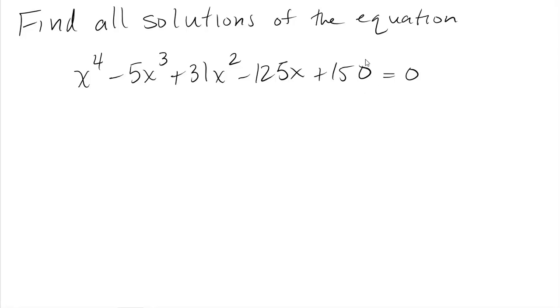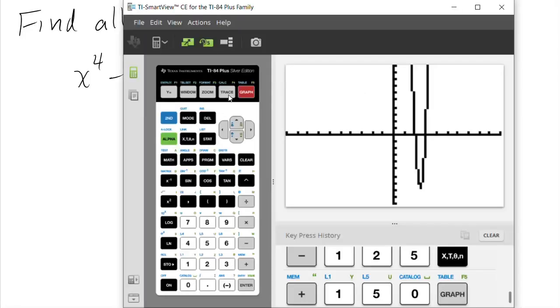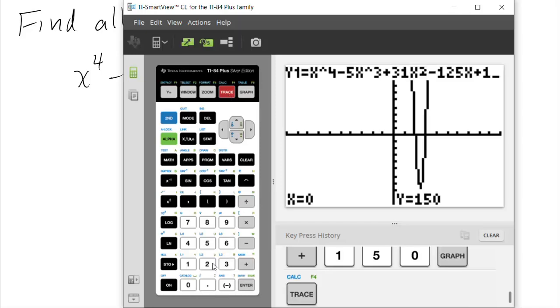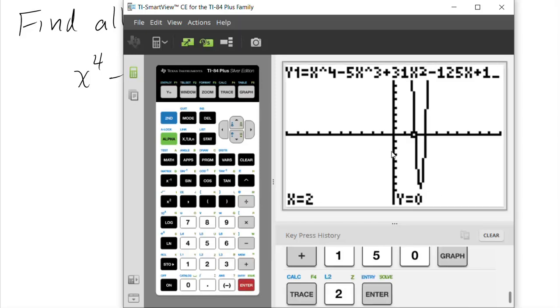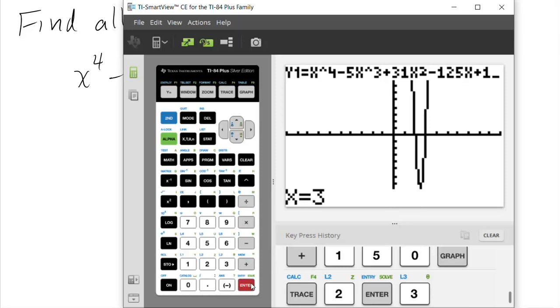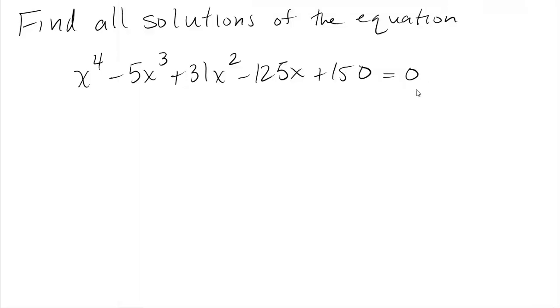Notice that both positive 2 and positive 3 divide into 150. That's a good sign. Let's check. I'm going to hit trace. It looks like 2 is a solution. It is. It looks like 3 is a solution. It also is. So we know that x equals 2 and x equals 3 are solutions.